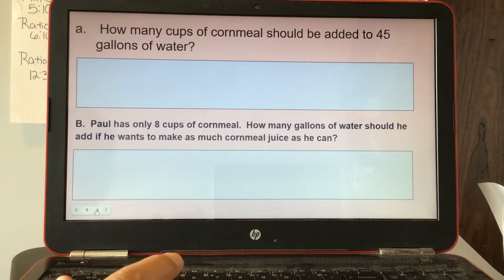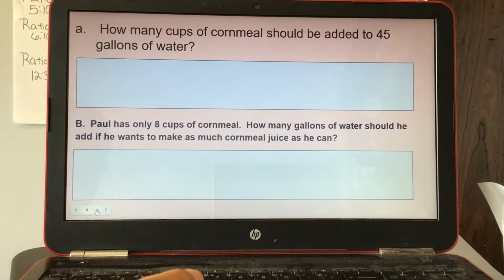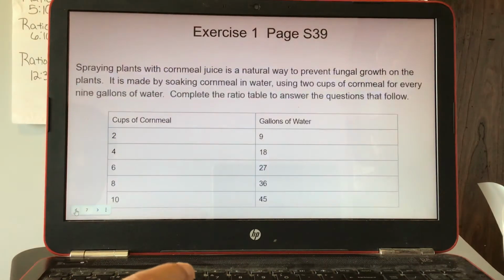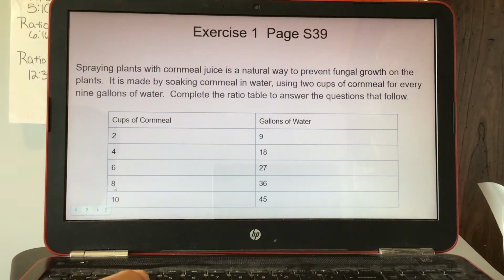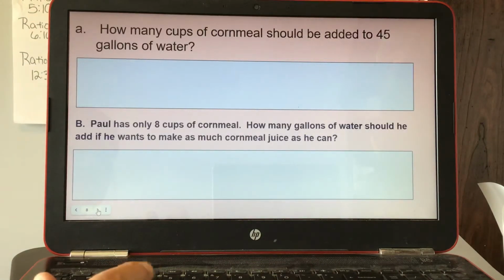Okay, so A says, how many cups of cornmeal should be added to 45 gallons of water? So let's go back. 45 gallons of water, we already did it. You would need how many cups of cornmeal? Okay, so put that in for A, 10. And then B, Paul has only 8 cups of cornmeal. How many gallons of water should he add if he wants to make as much cornmeal juice as he can? So he only has 8 cornmeal. So here's 8. He would have to add how many gallons of water? 36.